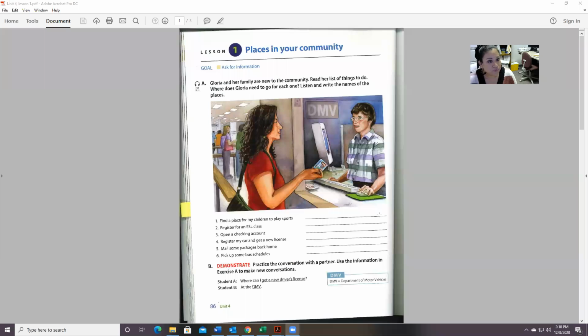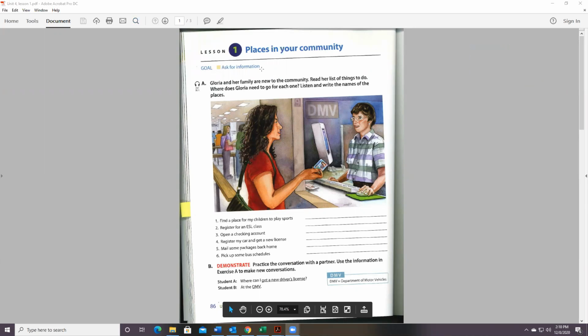All right. So Unit 4, Lesson 1, called Places in Your Community. Okay, lugares en tu comunidad. Looks like this, page 86. Okay, I'm going to go ahead and take the camera off. There we go.